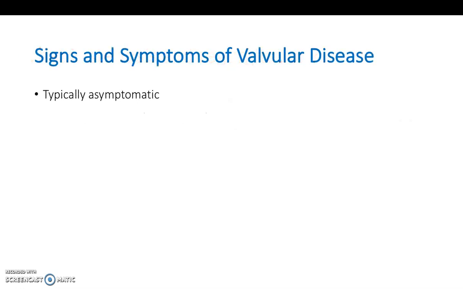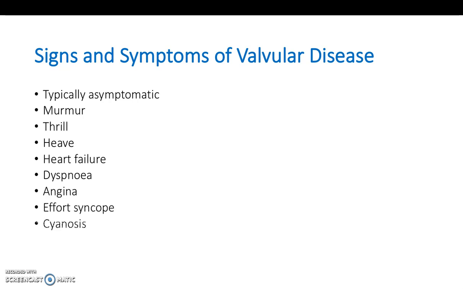So signs and symptoms. Most valvular abnormalities are asymptomatic, so it's very rare to have symptoms early on in the disease. Only when they become moderate to severe do symptoms begin to manifest. A thrill is a palpable murmur, and a heave is a sign of ventricular hypertrophy. Heart failure is usually only seen in severe valvular disease, as hypertrophy has to develop beforehand. Dyspnea is usually associated with heart failure, but it can also be seen earlier in valvular disease, before heart failure, on exertion. Angina and effort syncope can be seen in stenosis as less blood is pumped around the body, which can therefore affect various parts of the body.